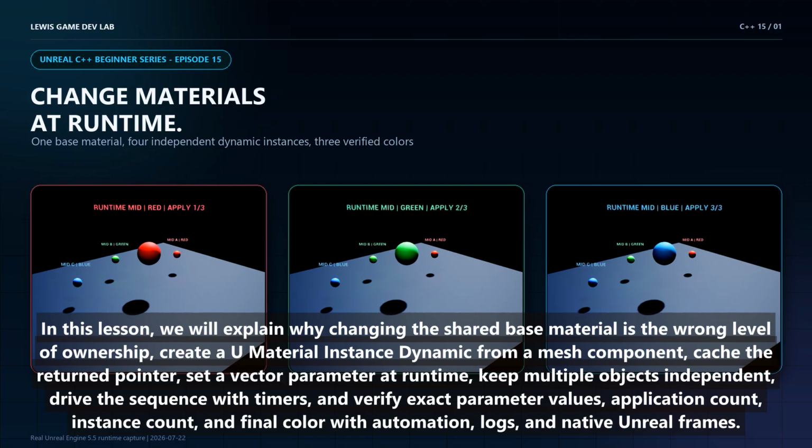In this lesson, we will explain why changing the shared base material is the wrong level of ownership. Create a UMaterialInstanceDynamic from a mesh component, cache the return pointer, set a vector parameter at runtime. Keep multiple objects independent, drive the sequence with timers, and verify exact parameter values, application count, instance count, and final color with automation, logs, and native Unreal frames.